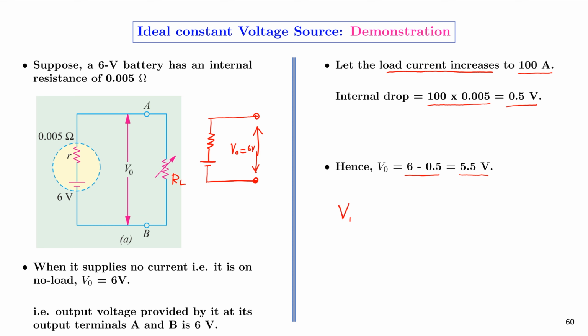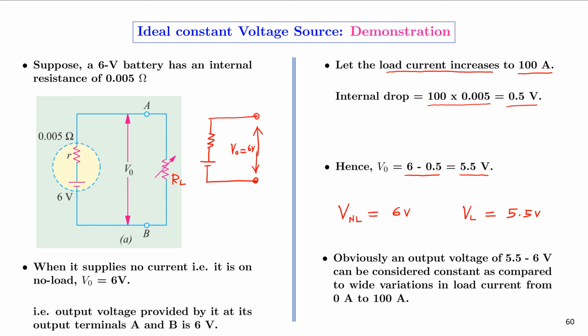That is, with no load, the output voltage is 6 volt, and with a load resistor connected, which permits a current flow of 100 ampere, the value of the output voltage becomes 5.5 volts. Note that we have made a wide variation in the load current from 0 to 100 ampere, and in this range the voltage only changes from 5.5 to 6 volt, and we can consider this as almost a constant voltage source.